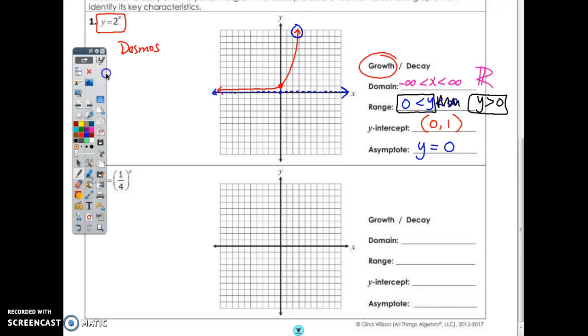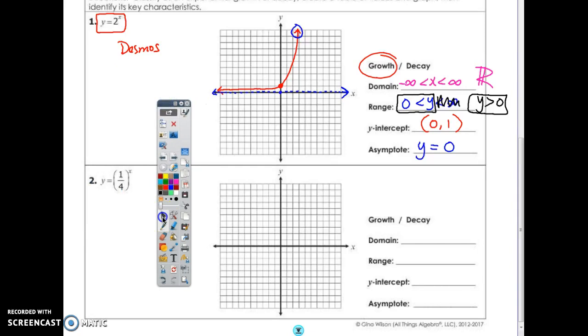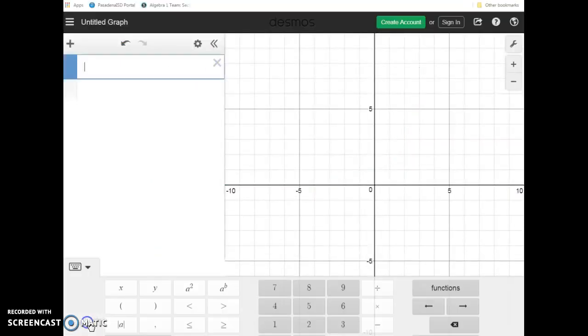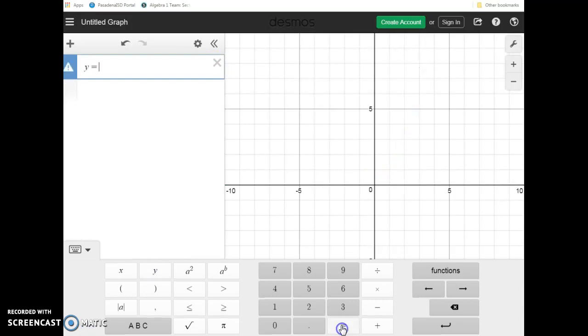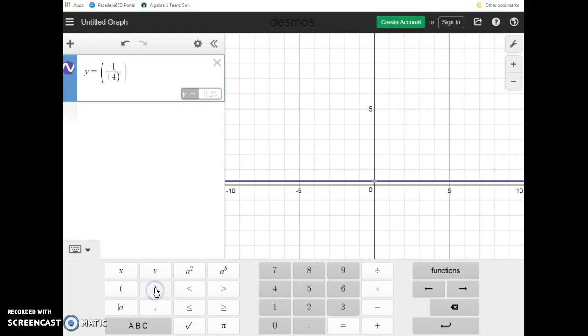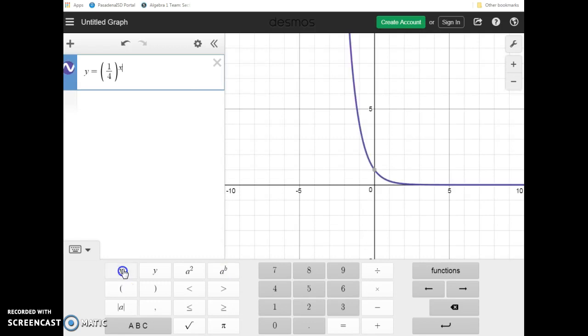Okay? Let's go ahead and type the next one in the calculator. And you can pause the video and see how many you can figure out without my help. So type y equals parentheses 1/4 close parentheses to the power of x. Okay, so problem number 2, you should have already put it in the calculator. Y equals parentheses 1/4, that means 1 divided by 4, close parentheses. Hold on. Click it to the side, close parentheses to the power of x.